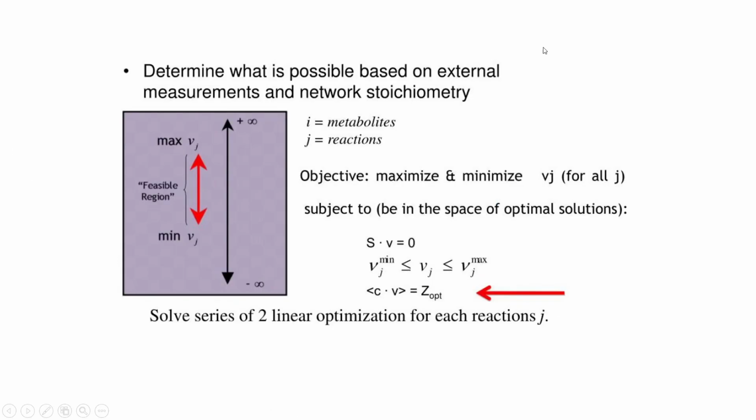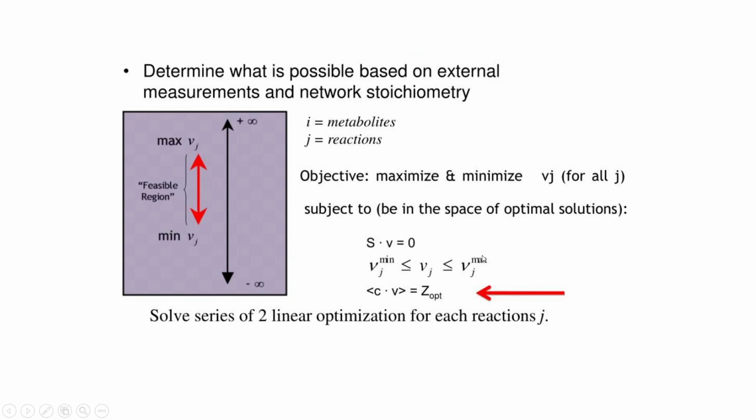So this is a schematic which describes the FVA. You determine what is possible based on external measurements and network stoichiometry. So you have I metabolites and J reactions, and you have a feasible region. Basically, you have a maximum and a minimum function of this vj. You are putting constraints on your solution space, and this is basically a steady state function, S v equal to 0, and you are putting a constraint there. Your vj lies between vj minimum and maximum.